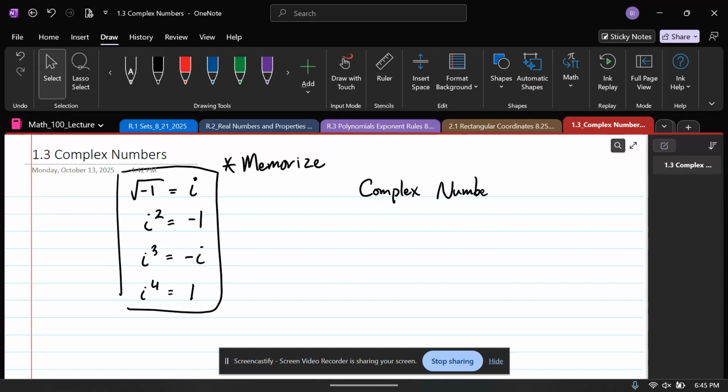A complex number is written A plus BI. This A is the real part. This BI is the imaginary part. Now, imaginary is kind of a bad name.